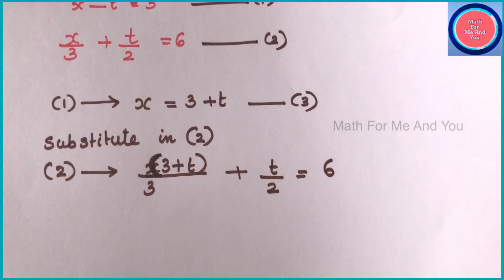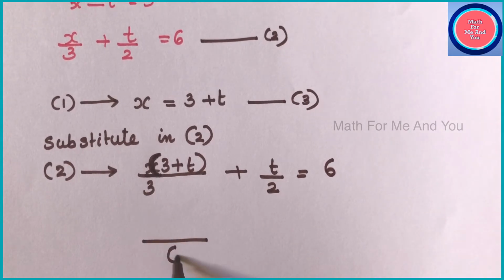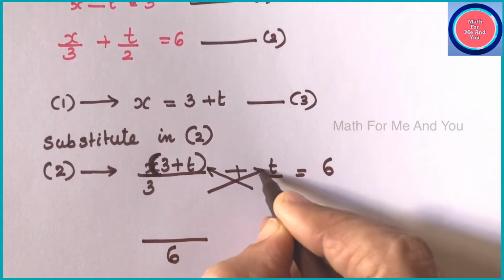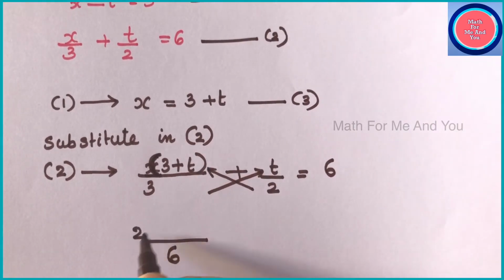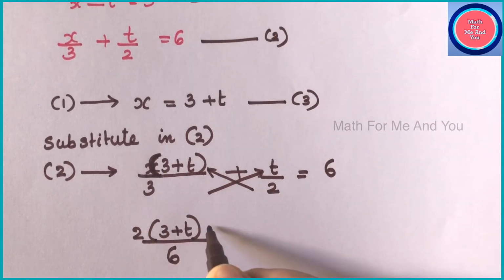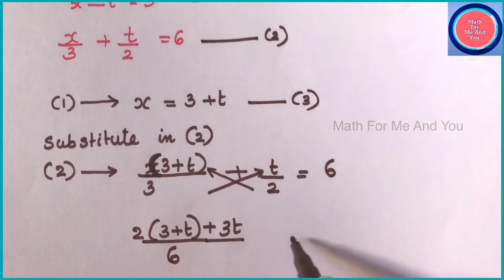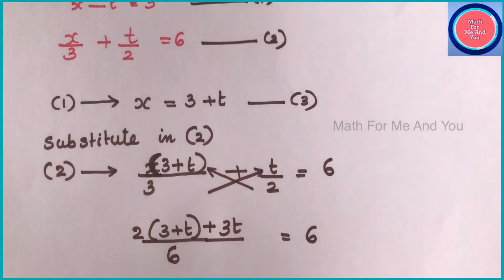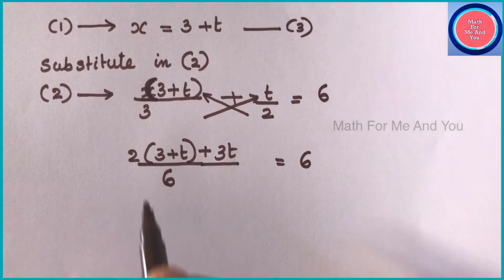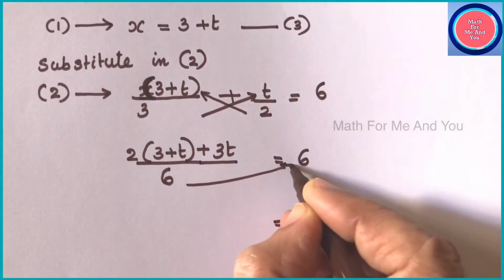On the left side you can see two fractions. We need to add. So we can take the common denominator, the LCM, 3 times 2, 6. Then to get the numerator, cross multiply: 2 times (3 plus t) plus 3 times t. This is the numerator. And the right side is the same, 6. The denominator on the left side we can move to the right side and it becomes 6 on the right side times 6. So it is 6 times 6, 36.